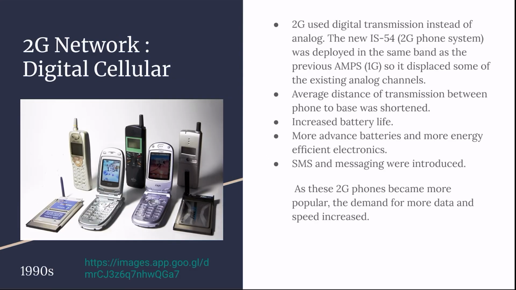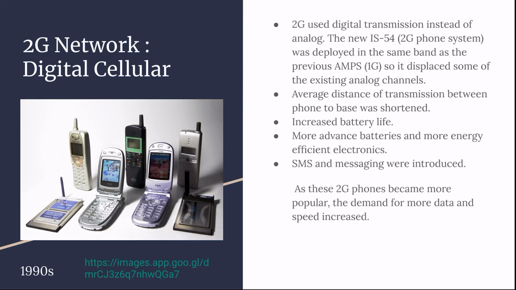Now we're moving on to the 2G network, which is the digital cellular. And this was in the 1990s. You can see there are quite a few different types of cell phones, flip phones, and a few new ones. The 2G used digital transmission instead of analog. The 2G phone system was called IS-54 and was deployed in the same band as the previous AMPS, so it displaced some of the existing analog channels.